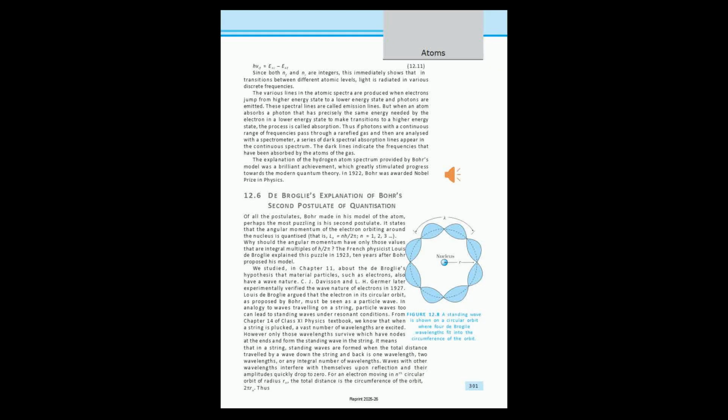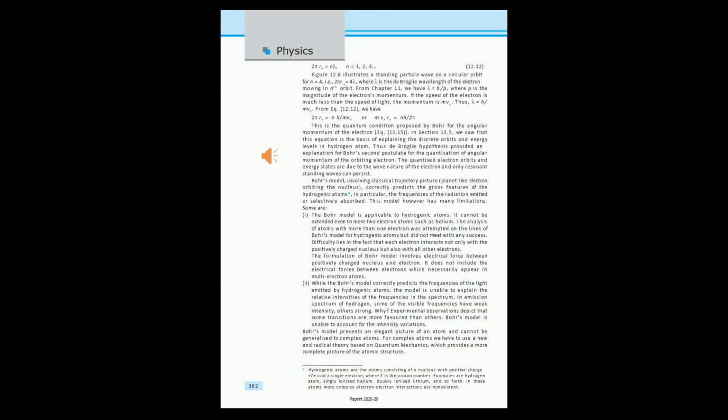It means that in a string, standing waves are formed when the total distance traveled by a wave down the string and back is one wavelength, two wavelengths, or any integral number of wavelengths. Waves with other wavelengths interfere with themselves upon reflection and their amplitudes quickly drop to zero. For an electron moving in the nth circular orbit of radius Rn, the total distance is the circumference of the orbit, 2πRn. Thus we have equation 12.12.